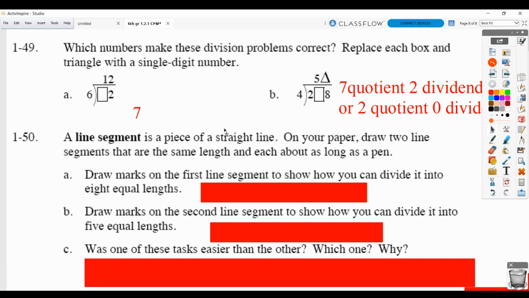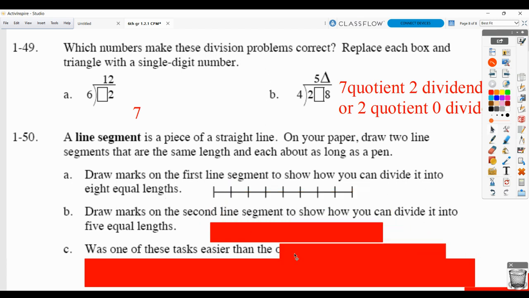For 150, they want you to draw line segments that are the same length, each being about as long as a pen. So you may want to do this in your notebook and take a picture. They want you to draw marks on the first line segment to show how you can divide it into 8 equal lengths. So the easiest way to do that would be to first divide it in half, and then take half of the first half, half of the second half, and then half of each of the fourths would end up putting it into eighths altogether.